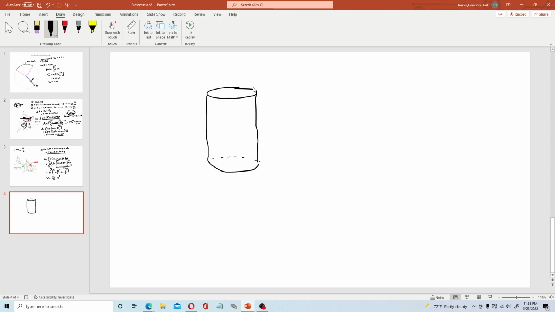Right? So imagine this is a perfect cylinder. I know it's a bit of a stretch with my artwork, but let's say this cylinder has a height h, and the circular face has a radius r. Okay? So let's start with the surface area.